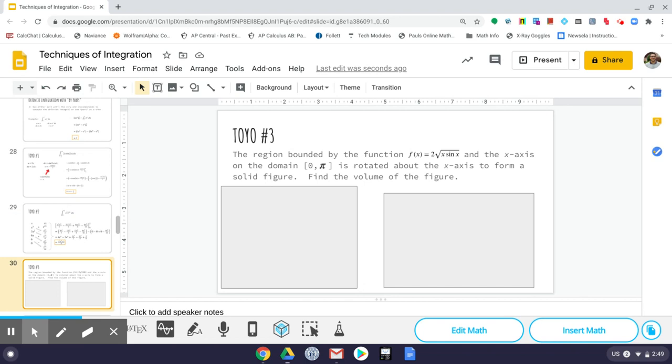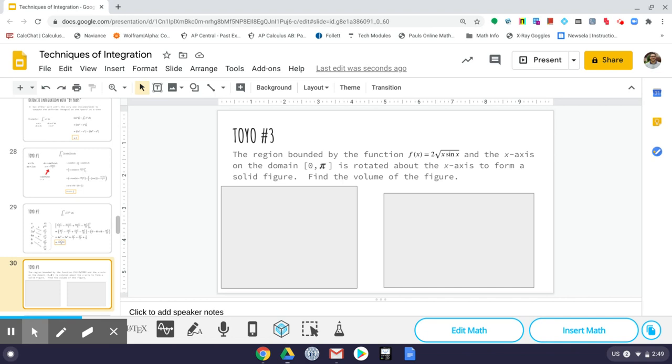The region bounded by the function f of x equals 2 times the square root of x sine x and the x-axis on the domain of 0 to pi is rotated about the x-axis to form a solid figure. I want you to find the volume of that figure. So this is one of our applications, I said, right? So this is a volume of solids application. This is something we definitely need to know throughout the course.